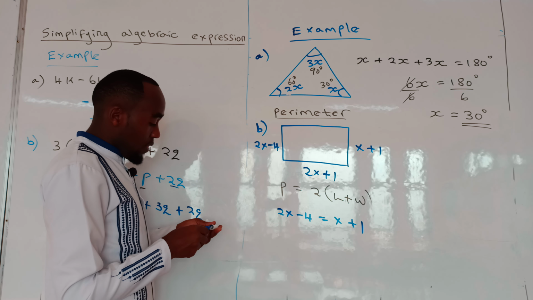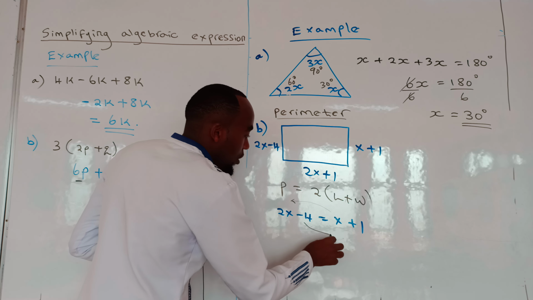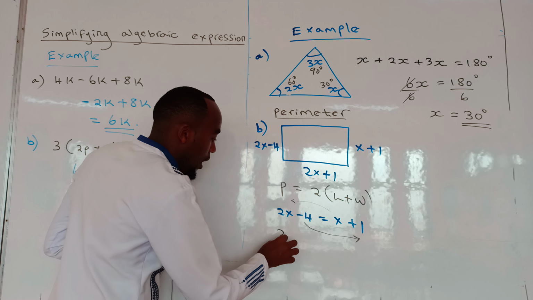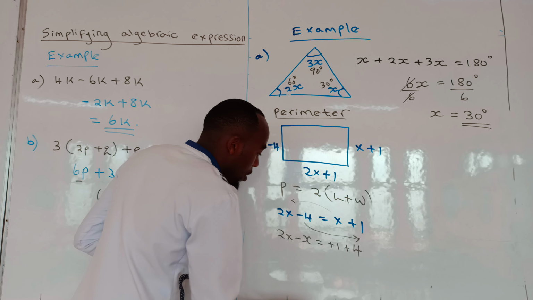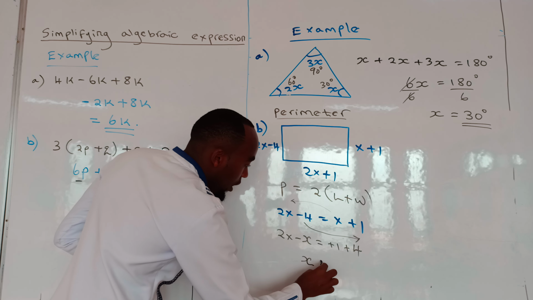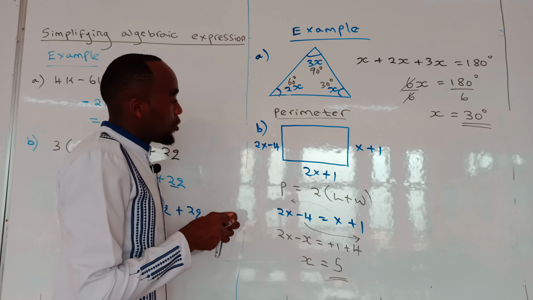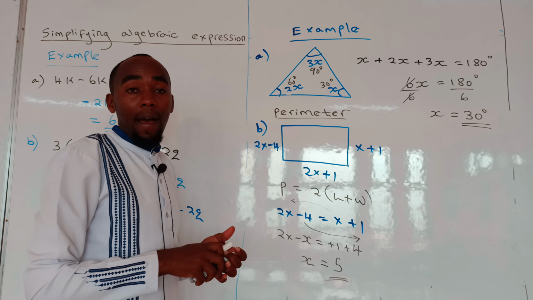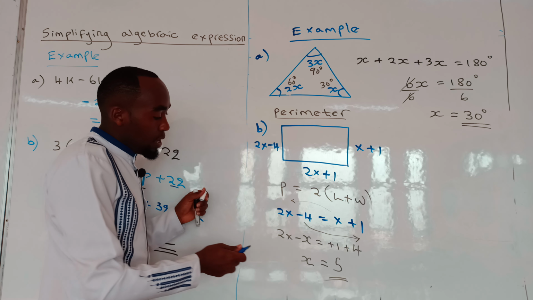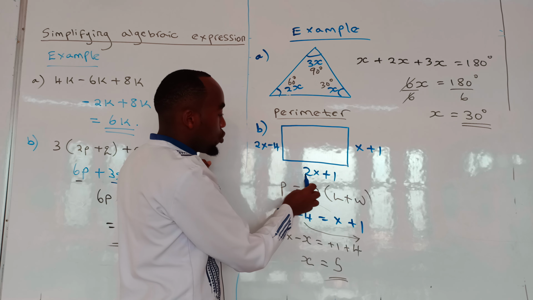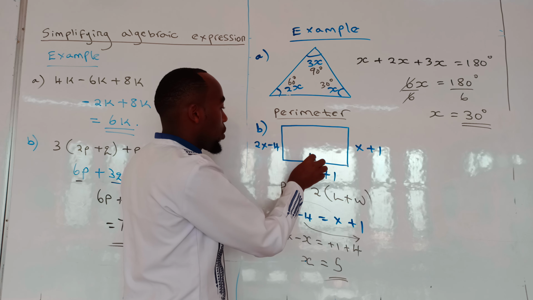Therefore, we put like terms together. We shall bring x to this side, then we take negative 4 to the other side. So that we shall have 2x minus x is equal to positive 1 plus 4. Therefore, 2x minus x is x. 1 plus 4 is 5. Therefore, let's see how we get the width and the length, and we have x as 5. Because x is 5, what will be our width? Our width will be 2 times 5, because x is 5, 2 times 5 is 10, 10 plus 1, 11.